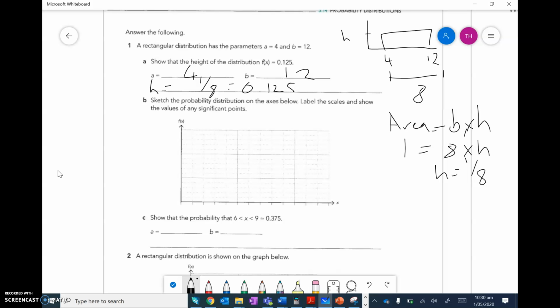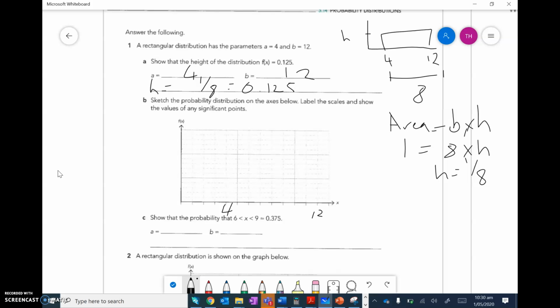Okay, now it says to sketch the distribution. Now it's really hard to see on my computer as always, but if they give you a graph, you want to try and make it as accurate as possible. So this is 0, 1, 2, 3, 4. 4 is here, 5, 6, 7, 8, 9, 10, 11, 12 is here.